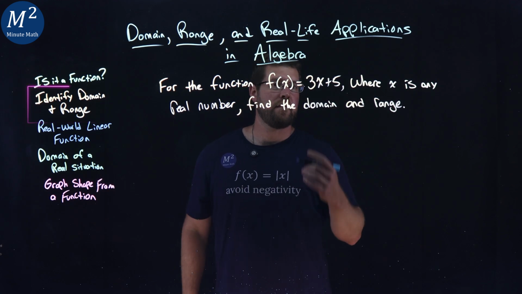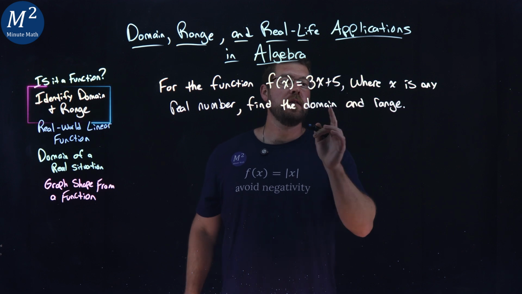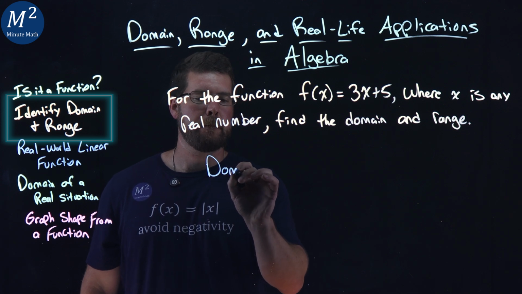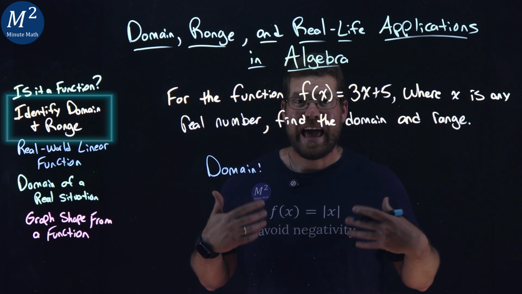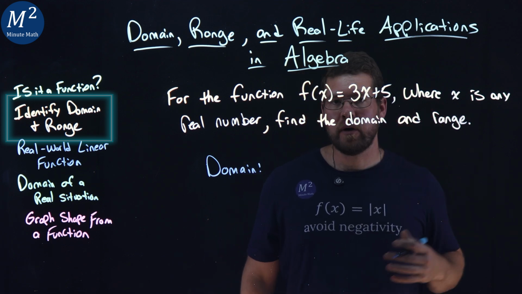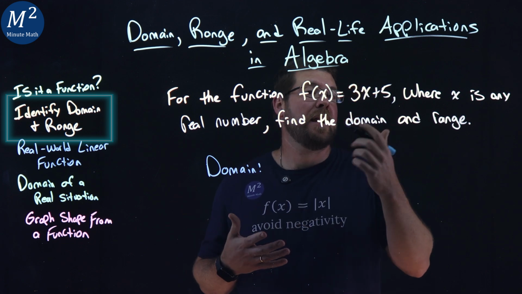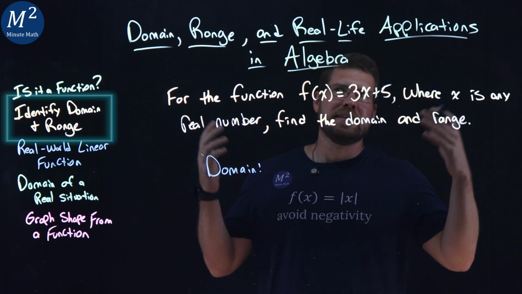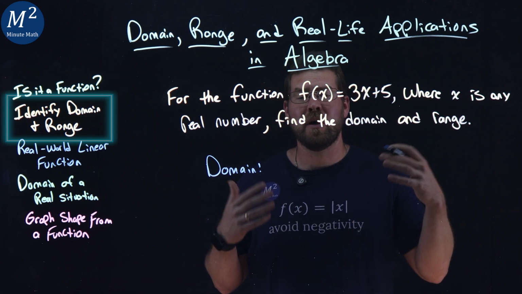For the function f of x is equal to 3x plus 5, where x is any real number, find the domain and range. Let's first talk about the domain. We want to see, is there any restriction on an x value that we can plug into our function? There really are no restrictions here. There's nothing we cannot plug in that would give us something undefined, like dividing by 0, or something we can't do, like an imaginary number, the square root of a negative number.